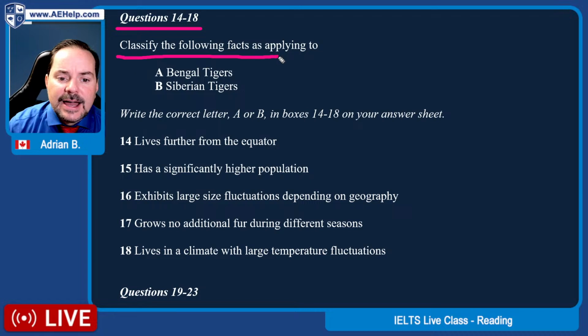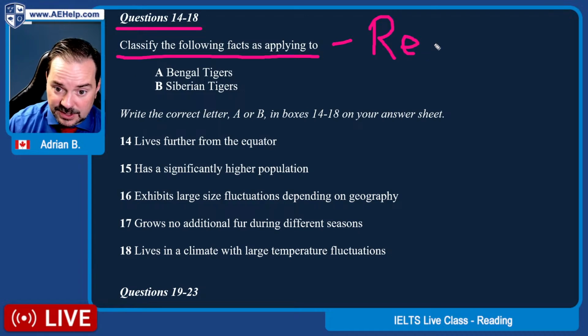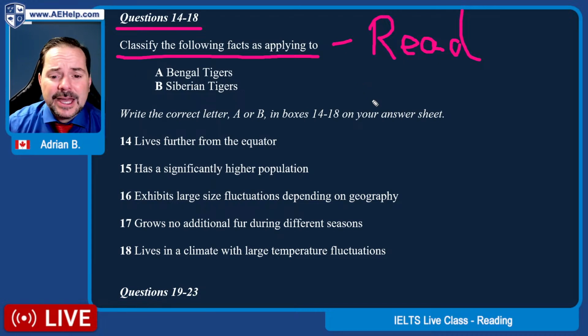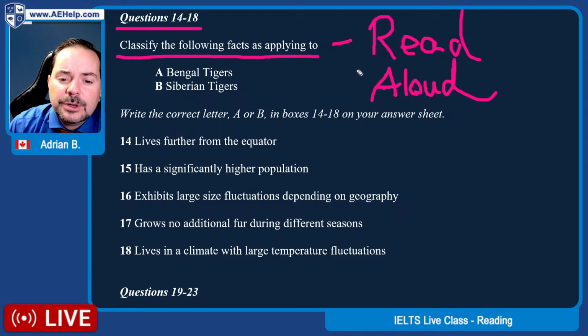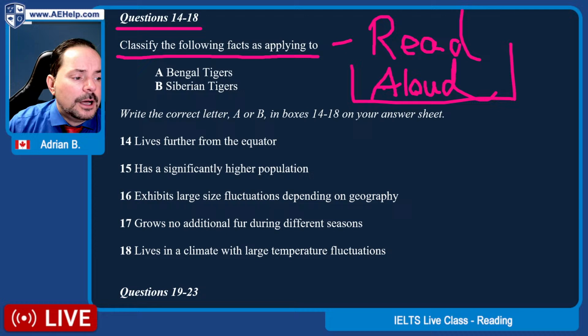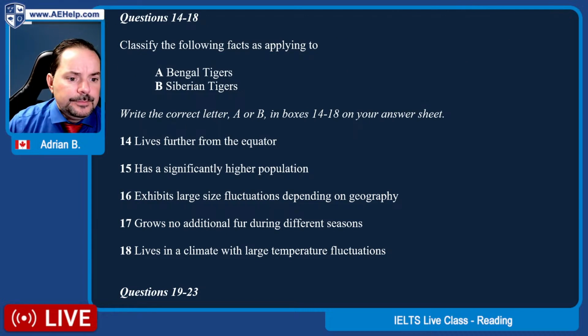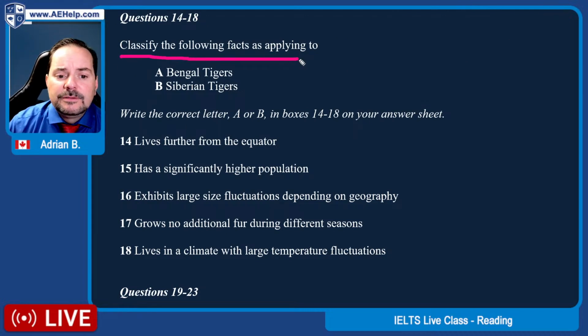Classify the following facts as applying to. So students, this is a reading, so make sure you read. Don't just listen to me. Then it turns into more just a listening exercise. So read with me. And if you can, read aloud, so you can hear yourself. Okay, so read aloud. Read with me. Okay. All right. So once again, classify the following facts as applying to A, Bengal tigers, B, Siberian tigers.